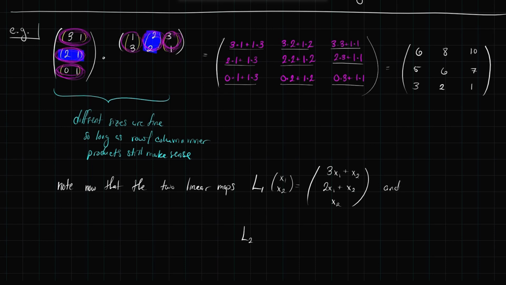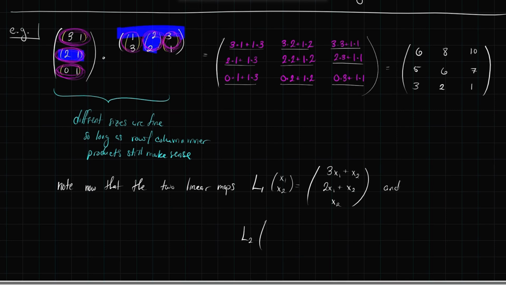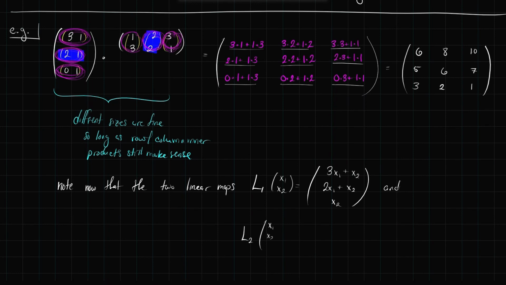And L2 takes 3 inputs in and gives 2 outputs out. So I'm looking at four coefficients here. 3 inputs in, x1, x2, x3, and it gives me 2 outputs given by the coefficients up there. Those would be x1 plus 2x2 plus 3x3, and then 3x1 plus 2x2 plus x3.